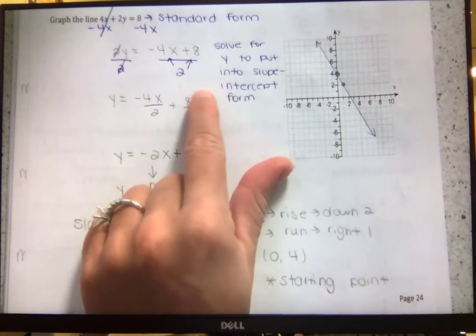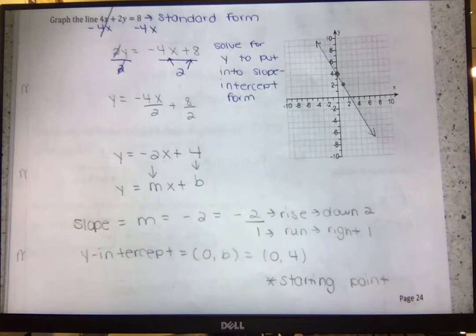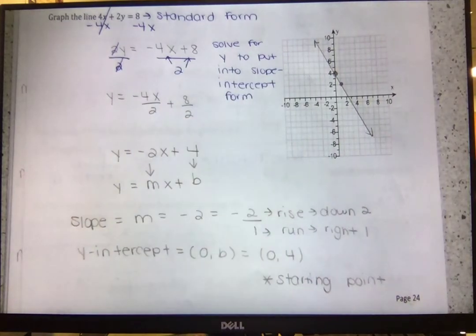We're running positive 1, which means we're going to go right 1. We need to start somewhere. So our starting point is our y-intercept, which is 0, b, meaning it's (0, 4). So I started off by graphing (0, 4), and then I found the next point based off of my slope. My slope said go down 2, right 1. Boom, there's my next point. Connect the dots, you are good to go.